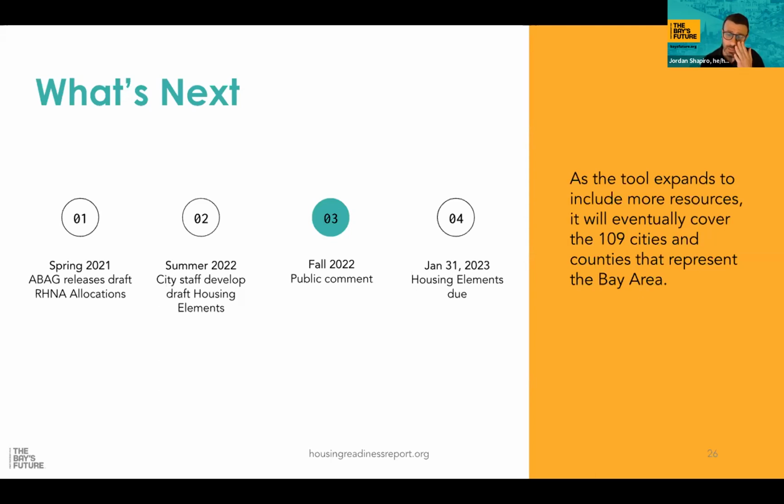And then, as we mentioned, we're planning to expand this tool to evaluate more cities across the Bay Area and to add features. And that's already underway. We're just in the beginning stages of phase 2 of this tool. So please sign up on our email list on the Housing Readiness Report site, and we'll keep you posted on all new developments.